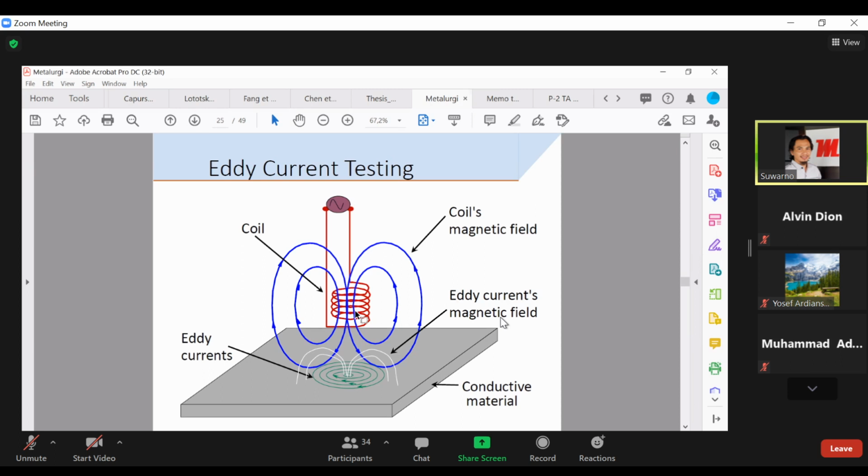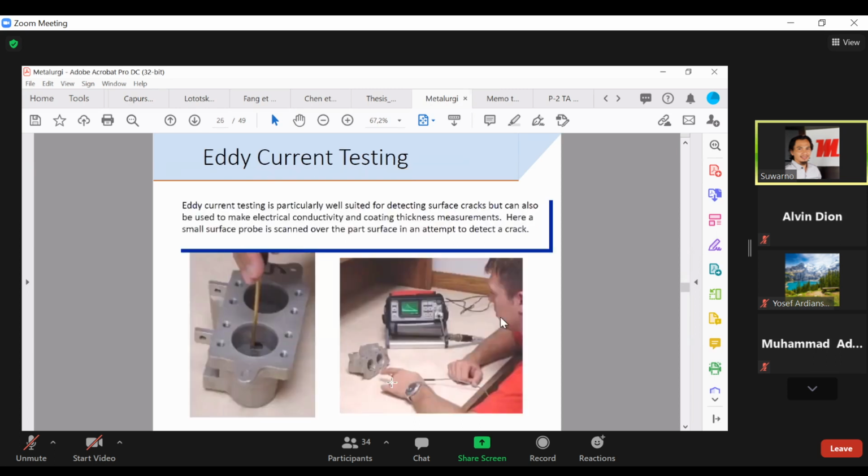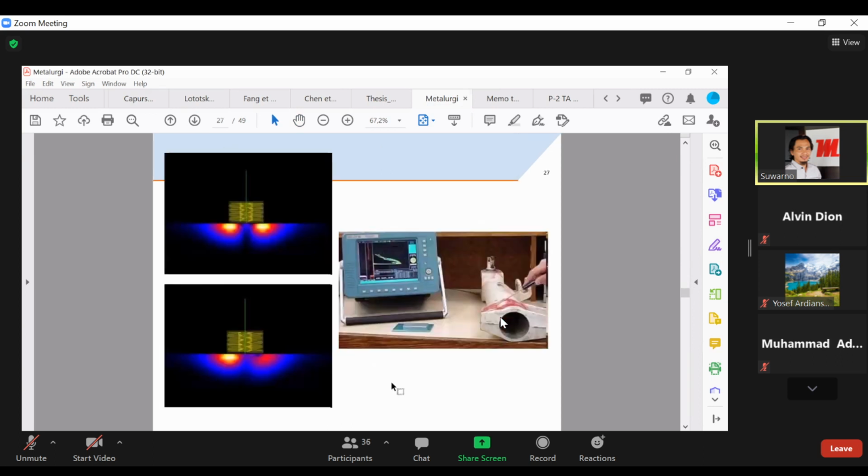That's why it is applied. You need some kind of a probe like that, and then you detect the eddy current basically. And this is used very much for inspection of small equipment, for example, during the qualification of casting products, as the example here. Okay.